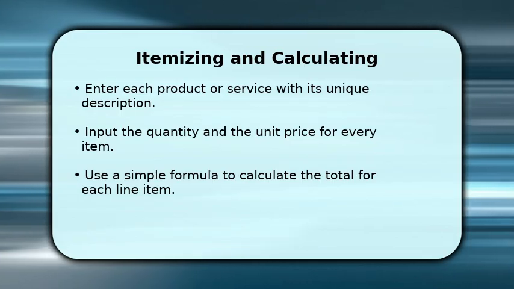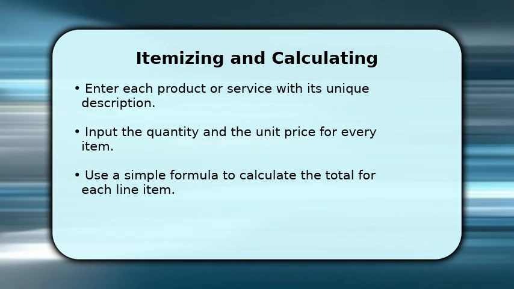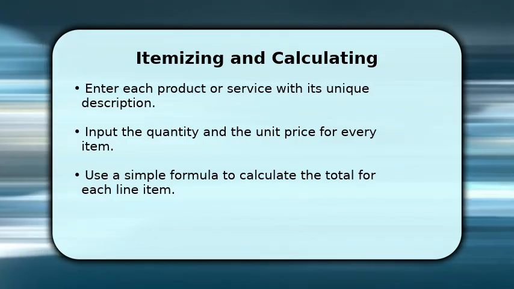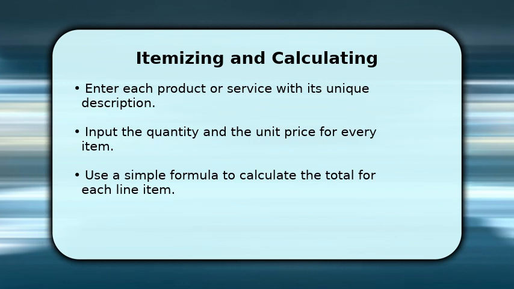For each entry, carefully input its unique description, the exact quantity, and the corresponding unit price. Then, leverage Excel's power by using a straightforward formula, like multiplying quantity by unit price, to automatically calculate the total for each individual line item. Finally, sum all these line item totals to arrive at the comprehensive grand total for your entire quote.